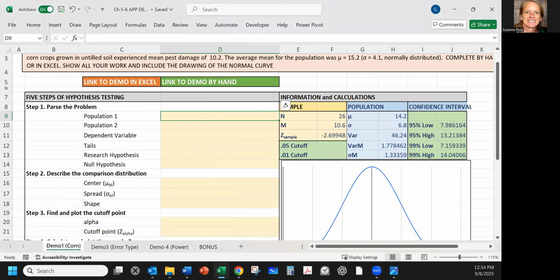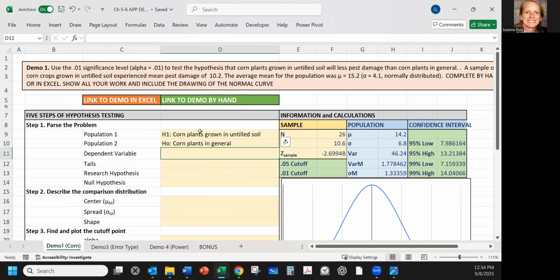Population 1, our research population, H1: corn plants grown in untilled soil. And population 2, H0: corn plants in general. Our dependent variable, what we're measuring, is pest damage. And the tails of our distribution: we see that word less, so one tail low.